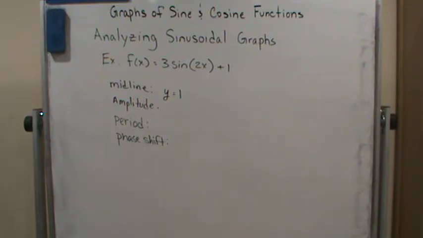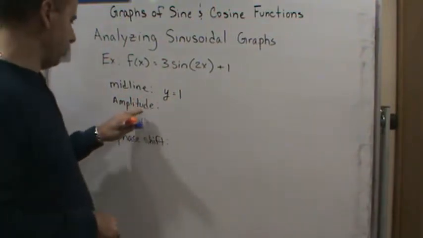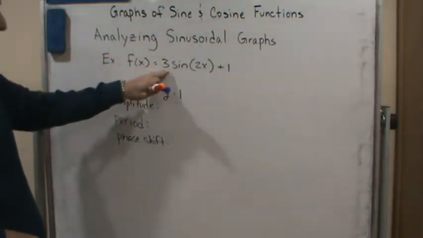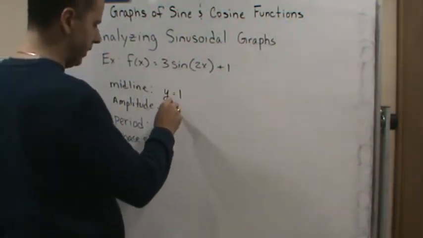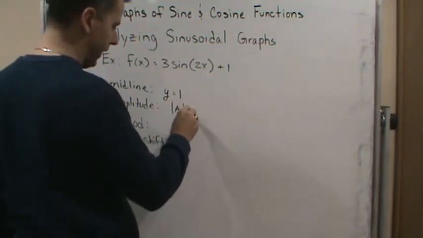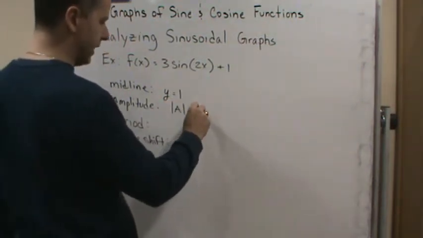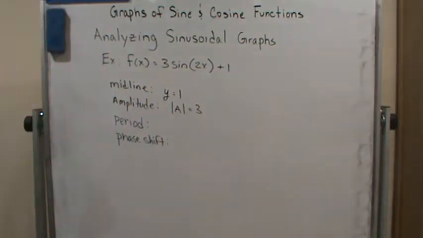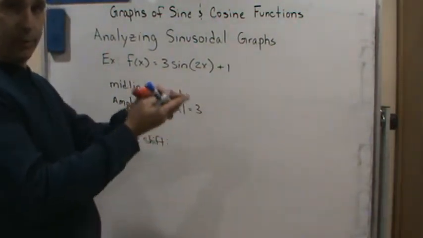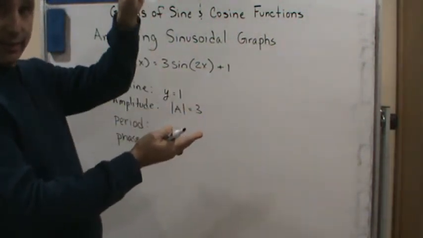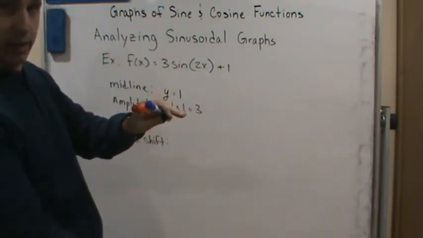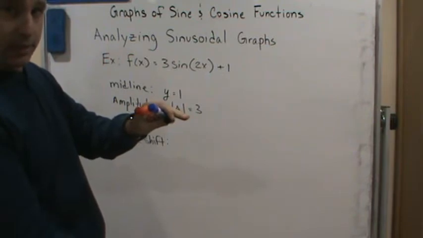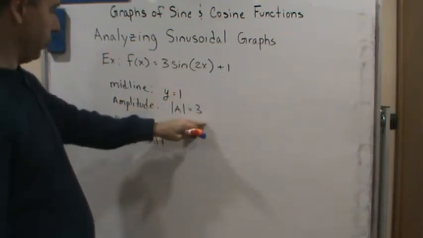Okay? So that's easy, right? So now the amplitude. The amplitude is determined by A, right? So the absolute value of A is what? 3. So the absolute value of A equals the amplitude. So in this case, the amplitude is 3, which means the distance from the midline to the maximum and the distance from the midline to the minimum, okay, is 3.